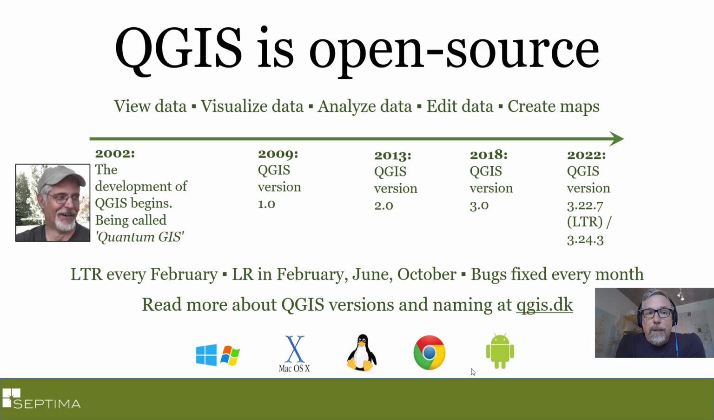So QGIS is GIS software, so you can view spatial data, symbolize it, analyze it, edit the data, and create maps. And QGIS started 20 years ago. We just had the 20th anniversary this spring of the QGIS project. And it was started by this gentleman pictured here, Gary Sherman, who in 2002 needed a simple viewer for PostGIS data. So he started developing QGIS and at the time called it Quantum GIS.